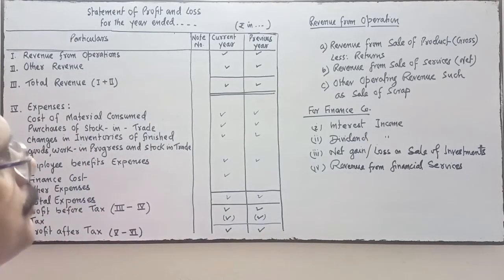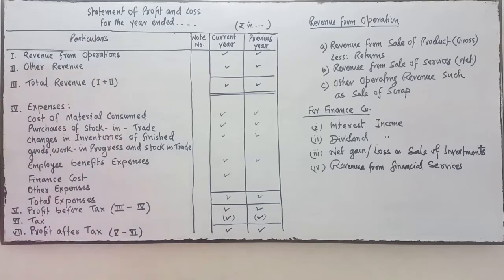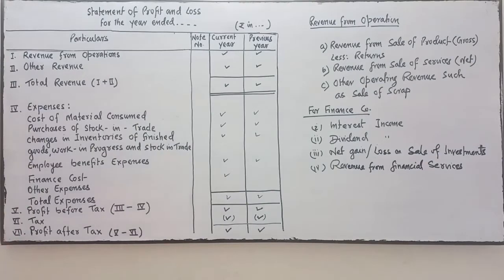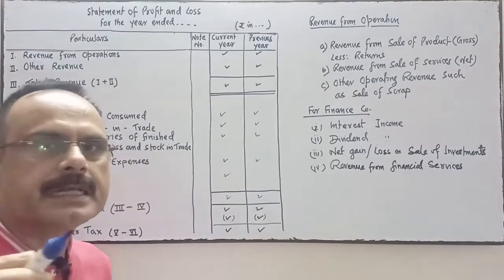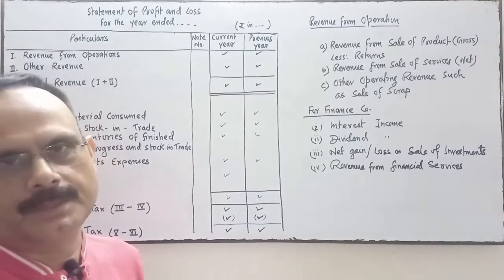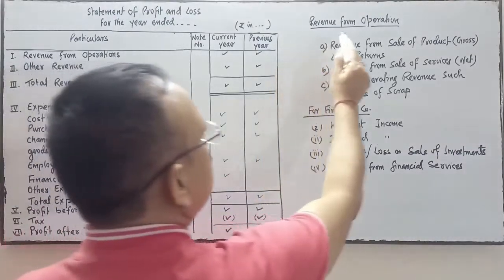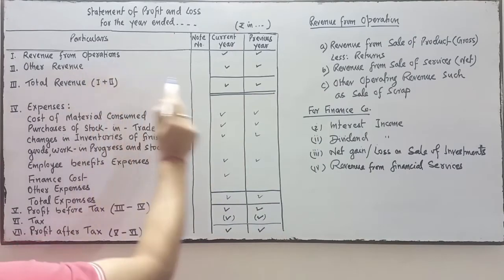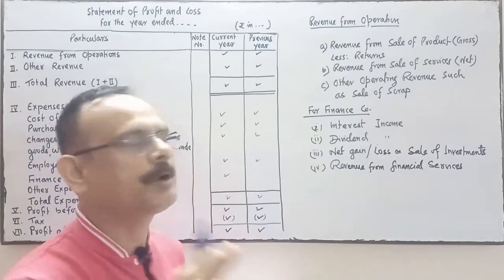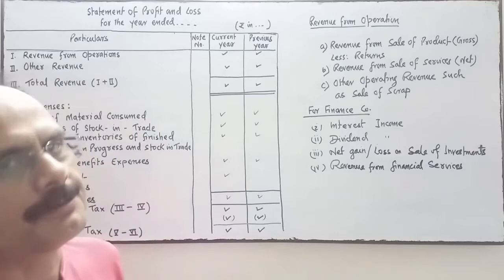Okay, now one by one we'll discuss revenue from operation. Revenue from operation means the revenue earned from business activities, the main activities of the business. Under this revenue from operation, these items will be taken into account. First one is revenue from sale of products or services. If it is a service industry, then services.